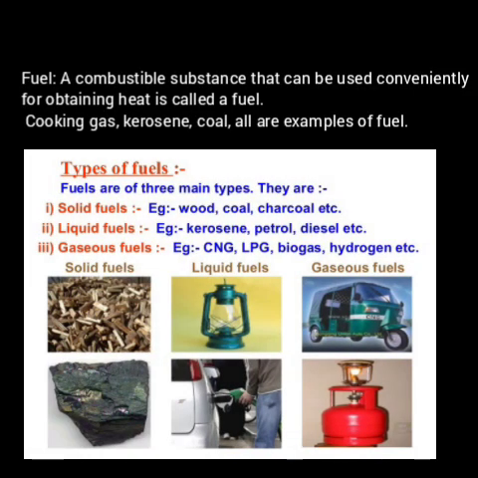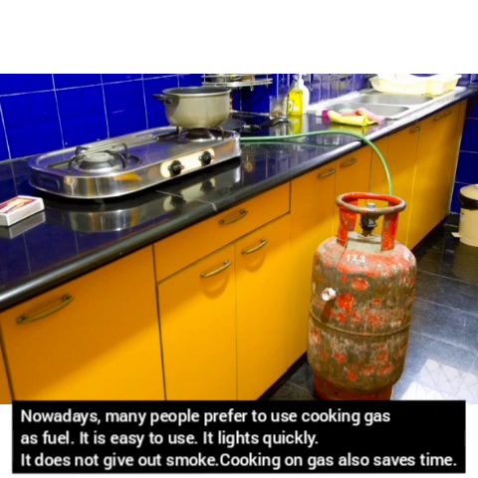Now what is a fuel? A combustible substance that can be used conveniently for obtaining heat is called a fuel. Cooking gas, kerosene and coal are all examples of fuel. These are some examples of fuels. However, all combustible substances are not used as fuel. Only those which burn easily and give plenty of heat on burning are called fuels.